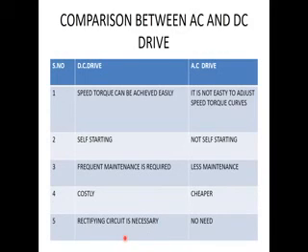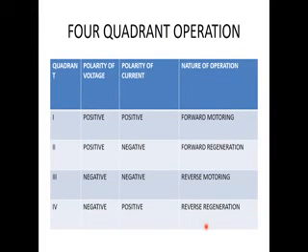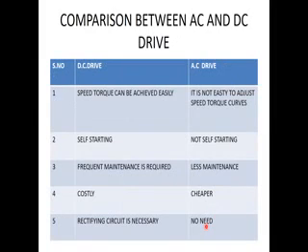Here, the normal power supply is AC, so in order to drive a DC drive, we need a rectifying circuit. So the cost is higher because it includes the rectifying unit. In the case of AC drive, there is no need for a rectifier. Okay, so these are the differences between AC and DC drive.